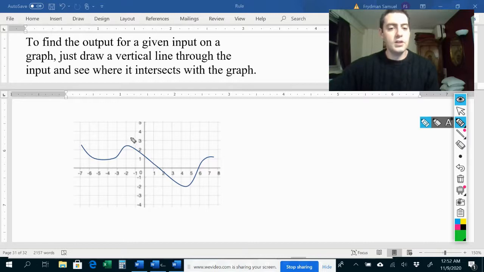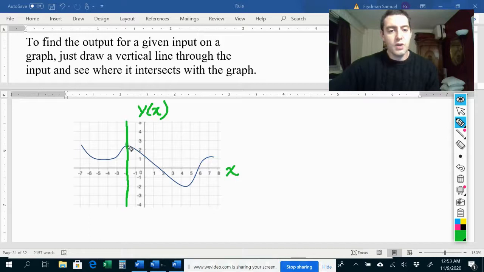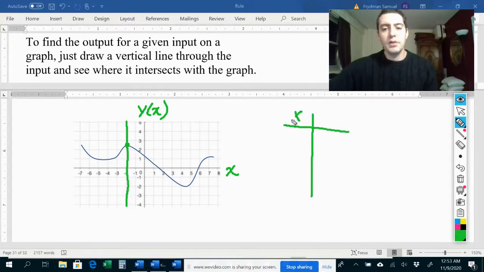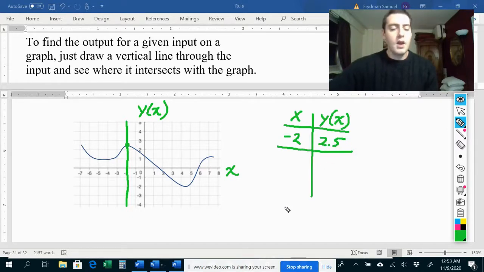Well, what I can do is, here's -2. Let's again call this x and this y, or if we like y of x, because y is a function of x. So what's the output if -2 is the input? I could draw a vertical line through -2, and it intersects this graph right over here at, let's just eyeball that, say that's about 2.5. So I can start making my table of values over here based on drawing these vertical lines. So when x is -2, then y is equal to about 2.5. And we could do that for anything.